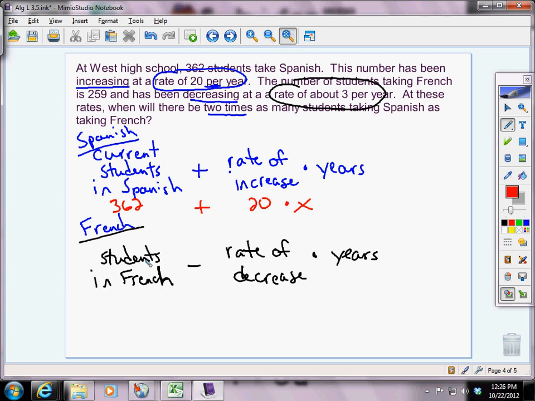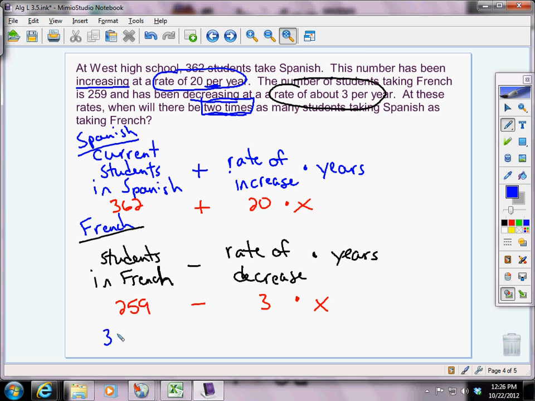Same thing for students in French. There are 259 students in French class. And we're going to subtract the rate of decrease. Well, it's decreasing at 3 per year. Again, we don't know the number of years. The last thing to take into consideration here is we want to know when there will be 2 times as many students taking Spanish as taking French.